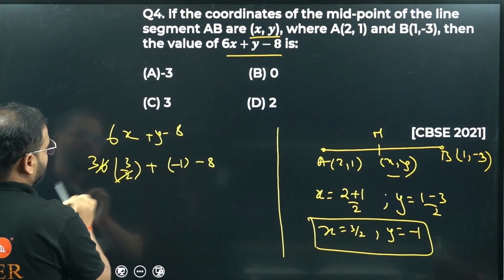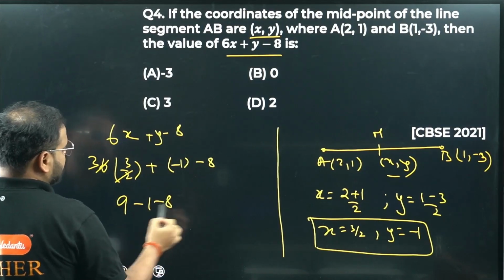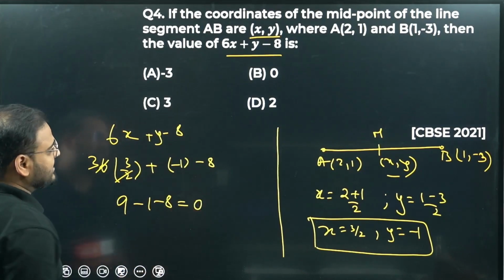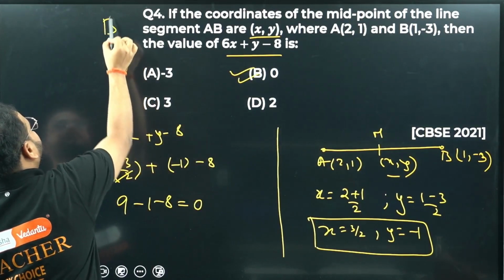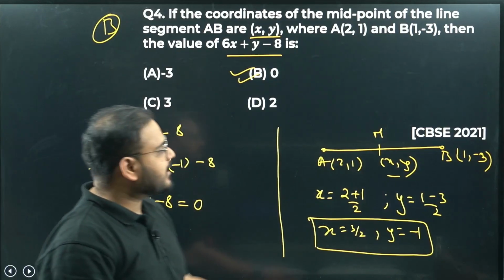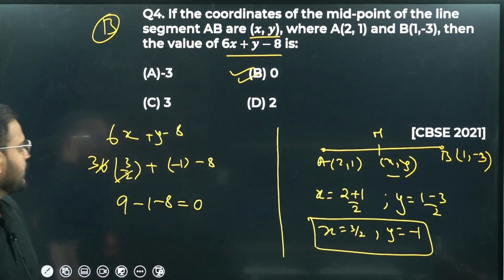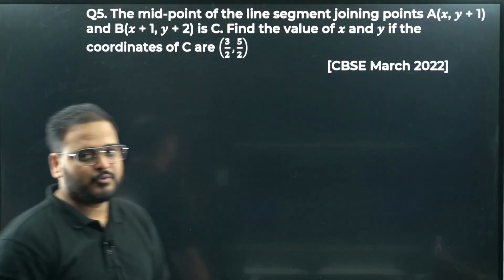So 3 into 3 is 9. -1 minus 8. How much is that? 9 minus 9 is 0, sir. Option number B again. Please check. Simple enough. It's a PYQ again, asked in 2021. Have a look. Okay, moving on to question number 5.